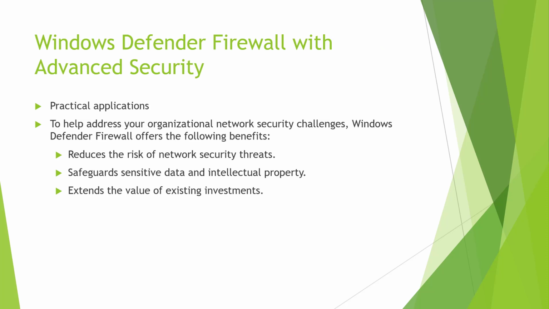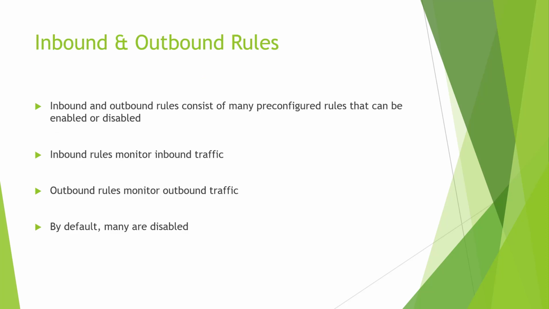Windows Defender Firewall with advanced security, this is more practical. This is where you can reduce risk. This is where you can configure a lot more of the settings. This is where you can define a much better scope of what's happening. And you do that by doing rules. Rules are going to be either inbound or outbound. Again, inbound are things coming into the system. Outbound is going to be things leaving the system. By default, there are many rules that are just disabled because they're not really needed at the moment.